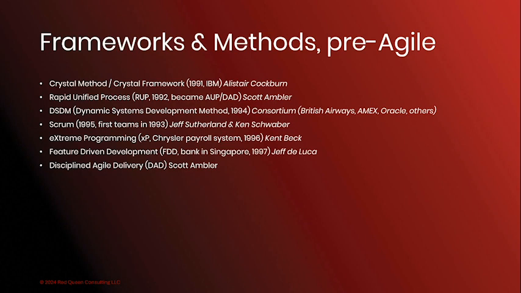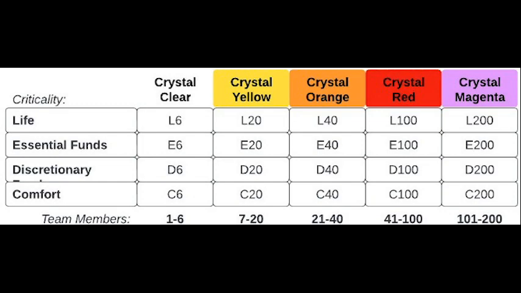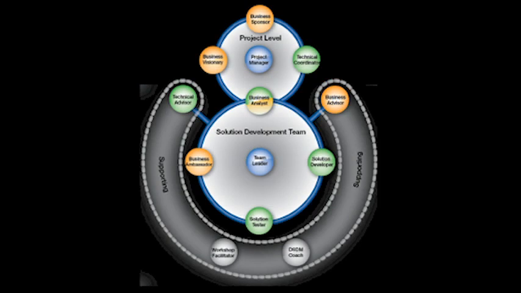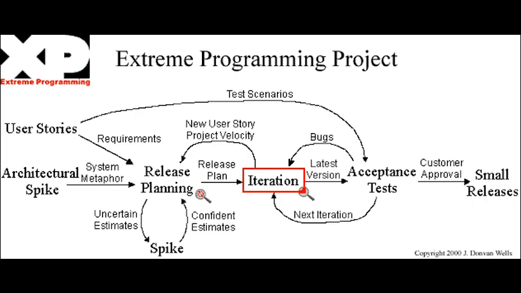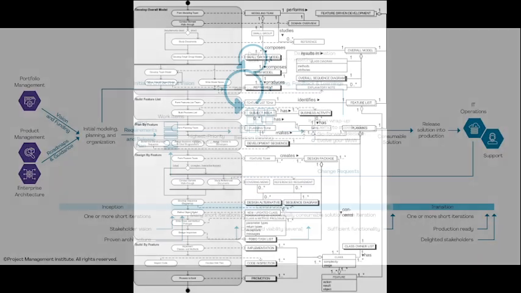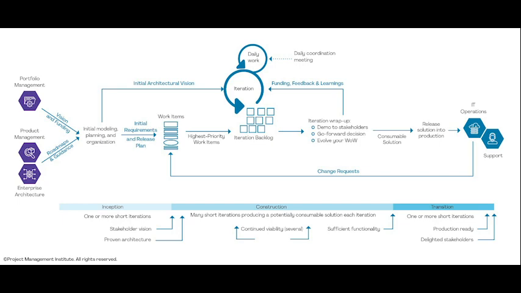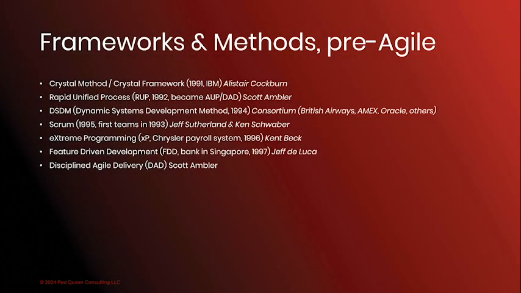So you'll see some of the major ones here listed on the screen. These are not the only frameworks. These are not all that is out there. These are just some of the bigger ones that you may have heard of and that Agilists and people who are familiar with the domain will be aware of. The Crystal Method, Rapid Unified Process, or RUP, DSDM, Scrum, which is obviously today the overwhelmingly biggest framework on the market, Extreme Programming, or XP, Feature-Driven Development, and Disciplined Agile Delivery, or what is now today called Disciplined Agile, DA, which is the Agile framework that is used in PMI, the Project Management Institute.